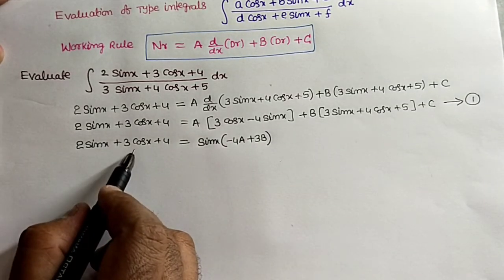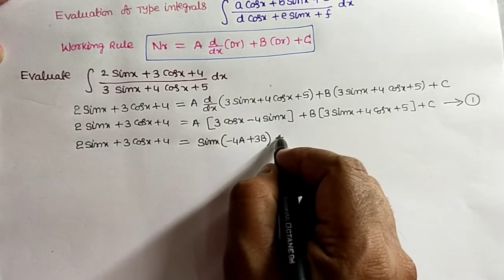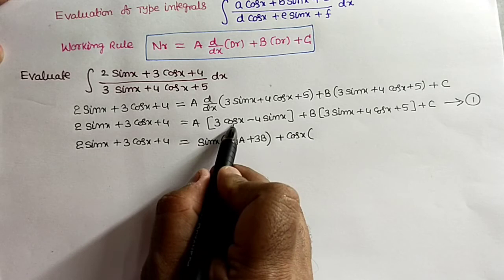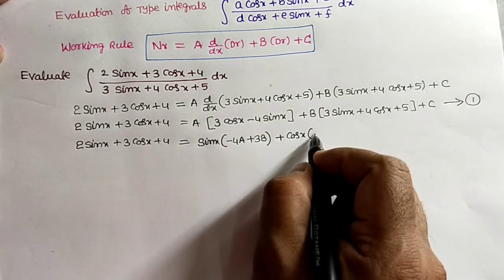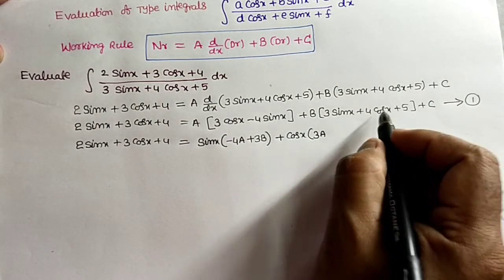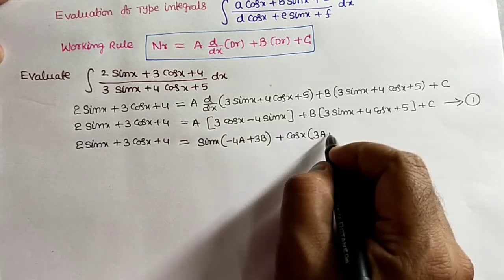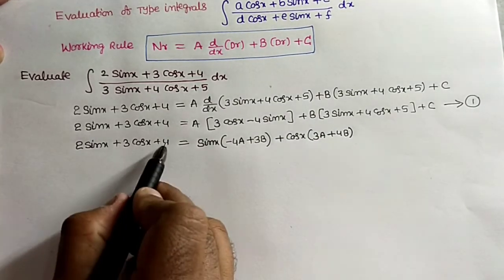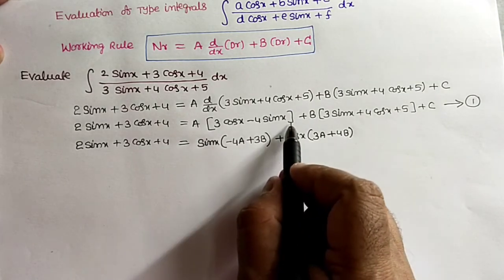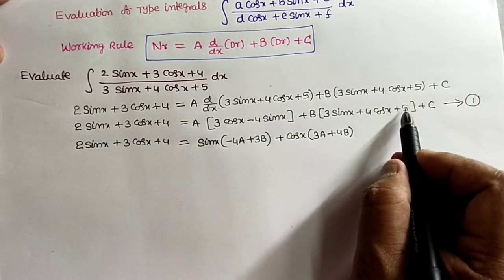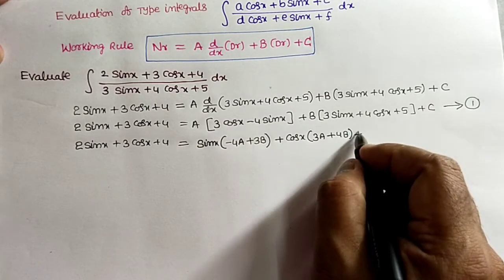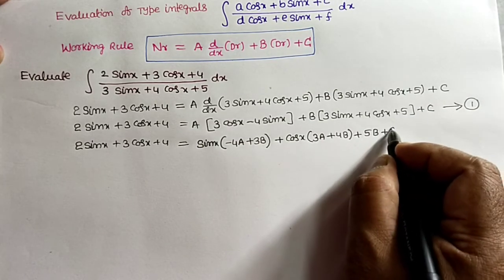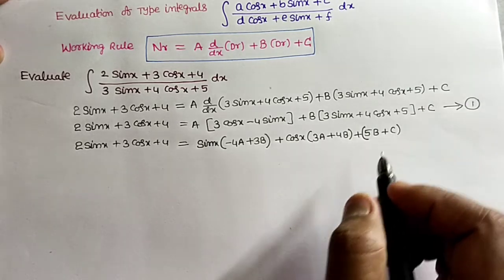After that, the second term is cos x now. So you have to compare the cos x coefficients. Cos x you have to take common. Here the cos x coefficient is 3 into A, 3A. Here the cos x coefficient is 4 into B, plus 4B. Bracket close. After that, constants are there. Is there any constant here? No constants. In this, constants are there: 5 into B, 5B, plus C is also a constant. Keep these constants in a bracket.